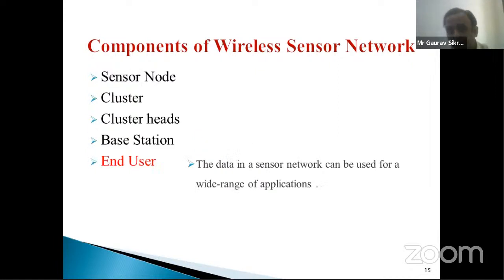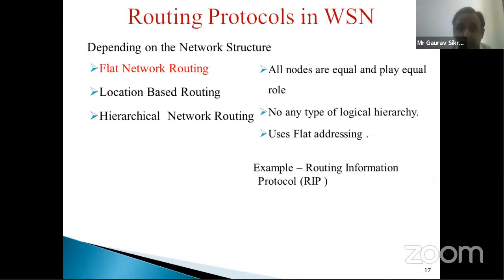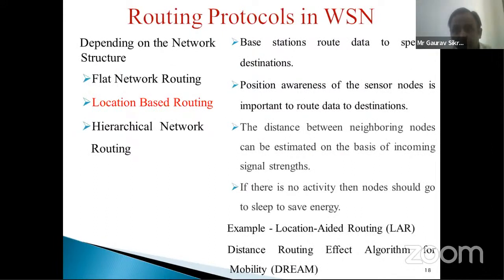And ultimately the end user uses a wide range of applications, which get that data from the internet. Next are flat network routing, location-based routing, and hierarchical network routing. In flat routing, all nodes play equal roles. In location-based routing, base stations route the data to specific destinations, using position awareness of sensor nodes. The distance between neighboring nodes can be estimated on the basis of signal strengths. Location-aided routing is better than flat routing.